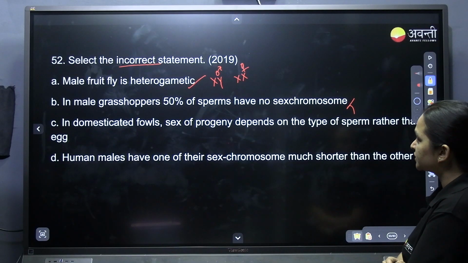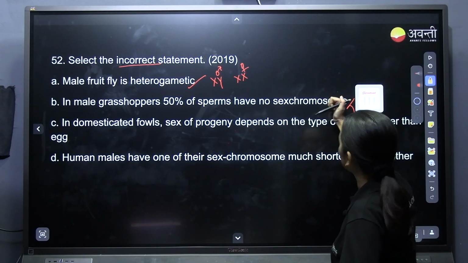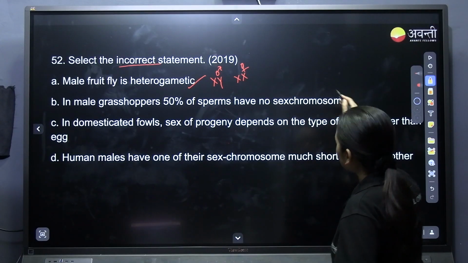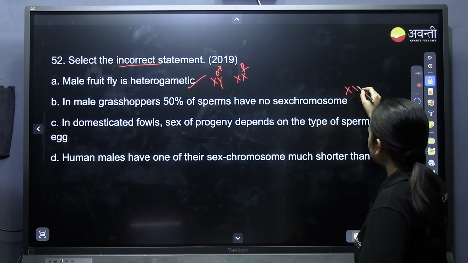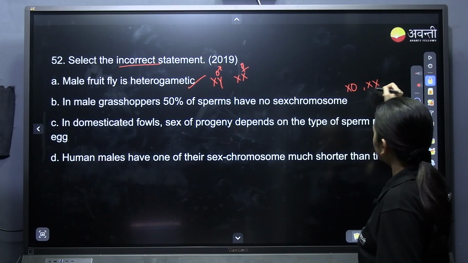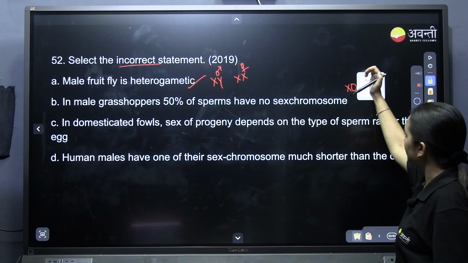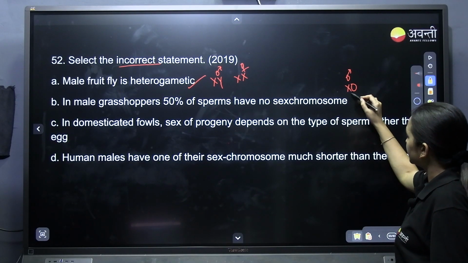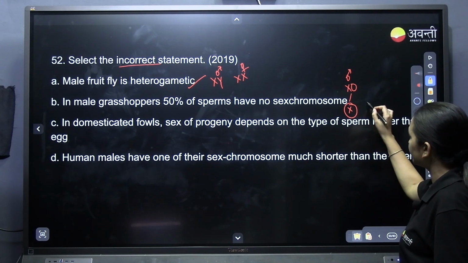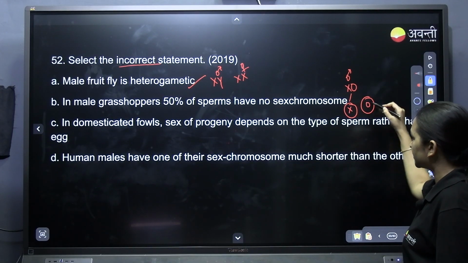In domesticated fowls, sex of the progeny depends... oh wait, in male grasshoppers, okay, I'm still on the fruit fly. In male grasshoppers, 50% of sperms have no chromosome because it is XO type. Okay, XO or XX. So in male, if sperm segregation takes place, then 50% will have X and 50% will have nothing. So no sex chromosome, that is true.